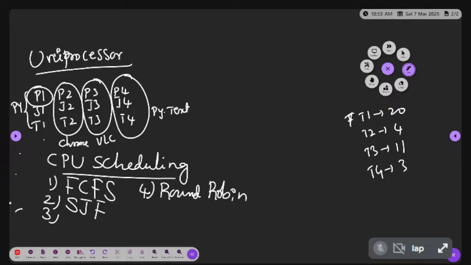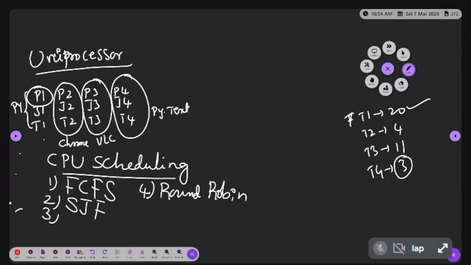Let us assume that with first come first serve, T1 arrived first, followed by T2, then T3, then T4. So first, whom should we allow? T1 should be allowed. 20 seconds of time, it has to finish 20. Next, T2. For just 4 seconds, it waited 20 seconds. Let them allow, 24 over. After 24 seconds, T3. 24 plus 11, 35. After 35 seconds, for just 3 seconds it has to wait 35 seconds. This is not a good practice.